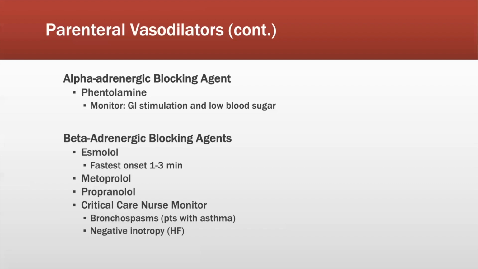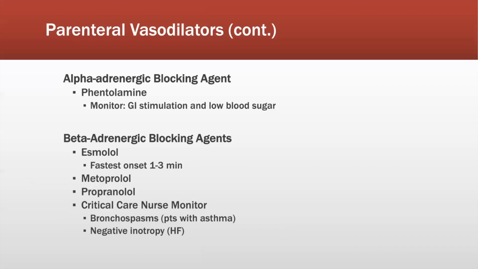But just know that when we are talking about beta-adrenergic blocking agents, it's blocking the beta-adrenergic receptors. So this overall results in your heart beating slower with less contractility, which does lower blood pressure. As far as the monitoring you have to do with these beta blockers, you need to be watching for bronchospasms, especially with patients who have asthma, and negative inotropy with patients who have heart failure. When you give these medications, it's helping the heart to beat slower and with less force. So if your patient already has heart failure, this probably isn't going to be a good thing.